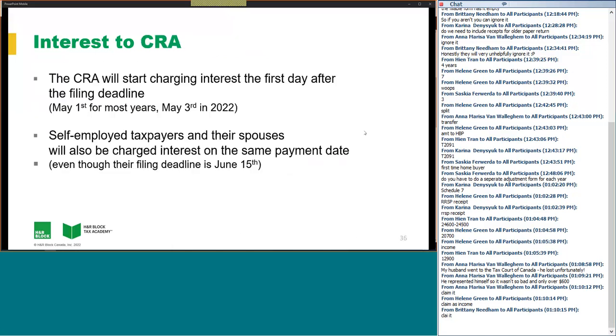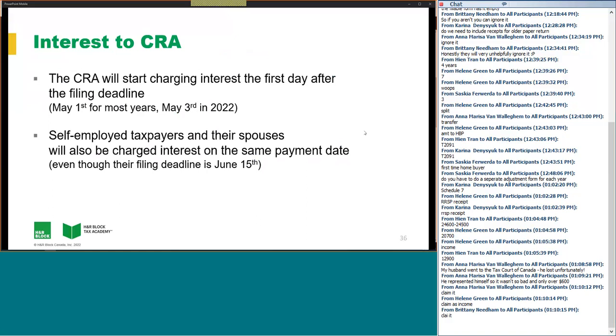Good. Interest that you have to pay to the CRA. They start charging interest the first day after the filing deadline for anything you owe. So if you file a late return but you didn't owe money, you don't have to worry about interest. But if you did owe money and you're late, then you do have interest. Or if you filed it on time but you didn't pay and you're late paying, you're going to have some interest.